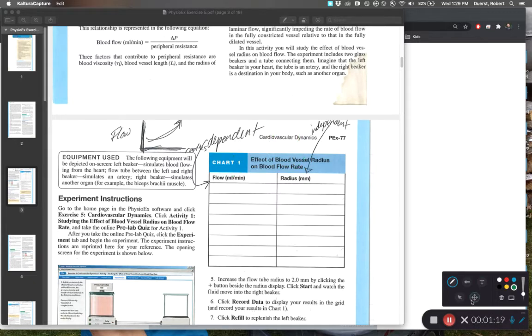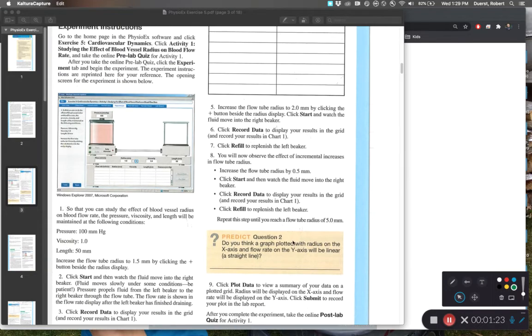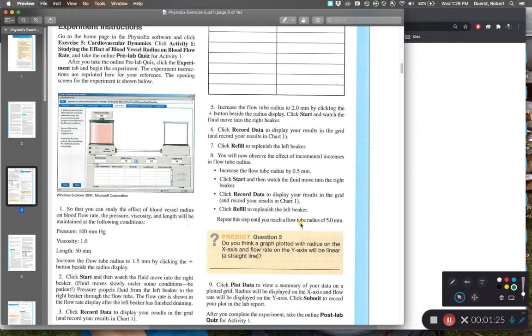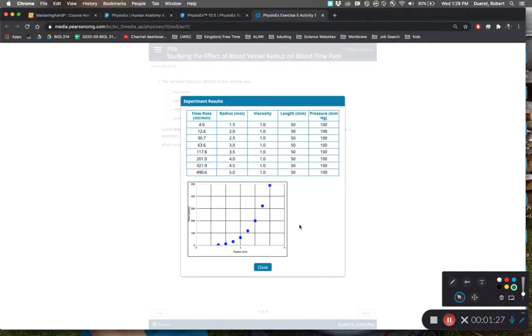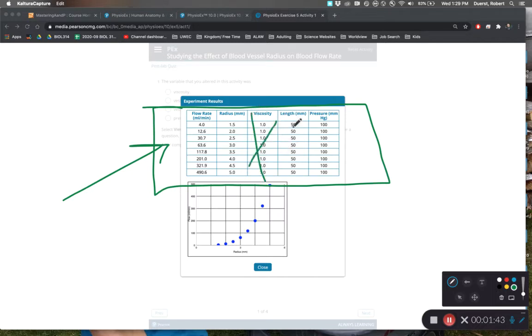After working through your experiment, you will end up with some data, and this is what your data should look like. So we can see some data right here. We have our flow rates, our radii, viscosity, pressure, etc. As we look at that data table, a key idea for getting the trends out of the data table is to ignore the columns that are unchanging. So viscosity is unchanging, length is unchanging, and pressure is unchanging.